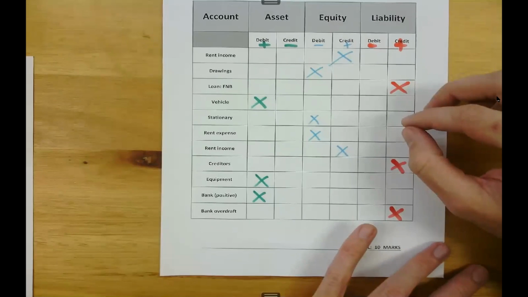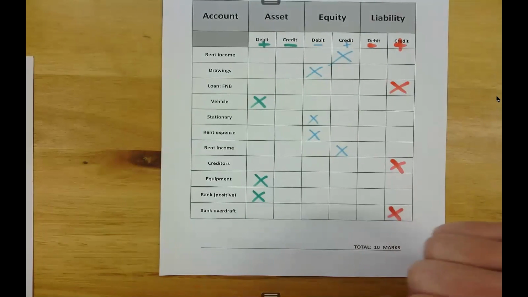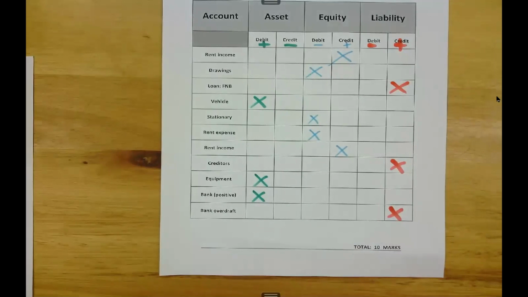I hope you have a better grasp of the debit and credit side with regards to the accounting equation. We will look at it again in another lesson next time.